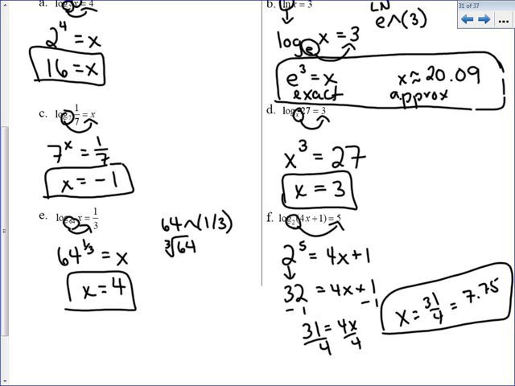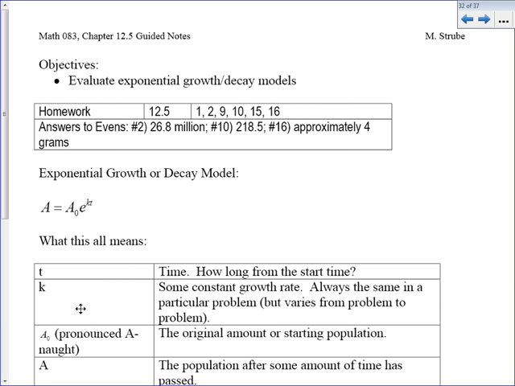All right, now I actually printed out 12.5 for everybody. Because it is word problems, it'll just save a lot of time. Because you don't want to have to write these word problems down. So who needs a copy of 12.5?